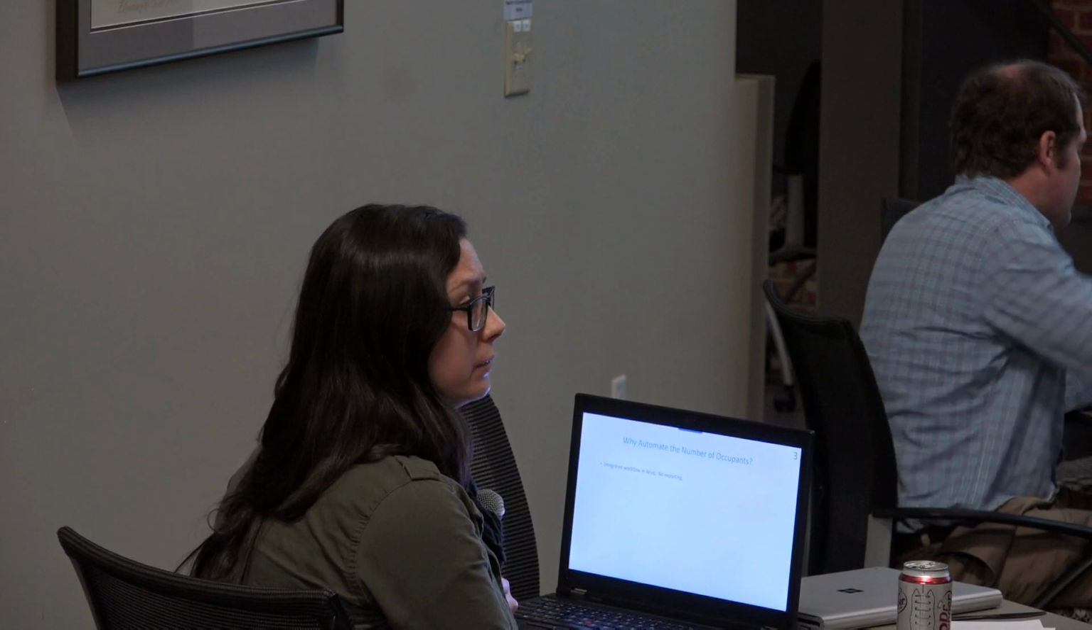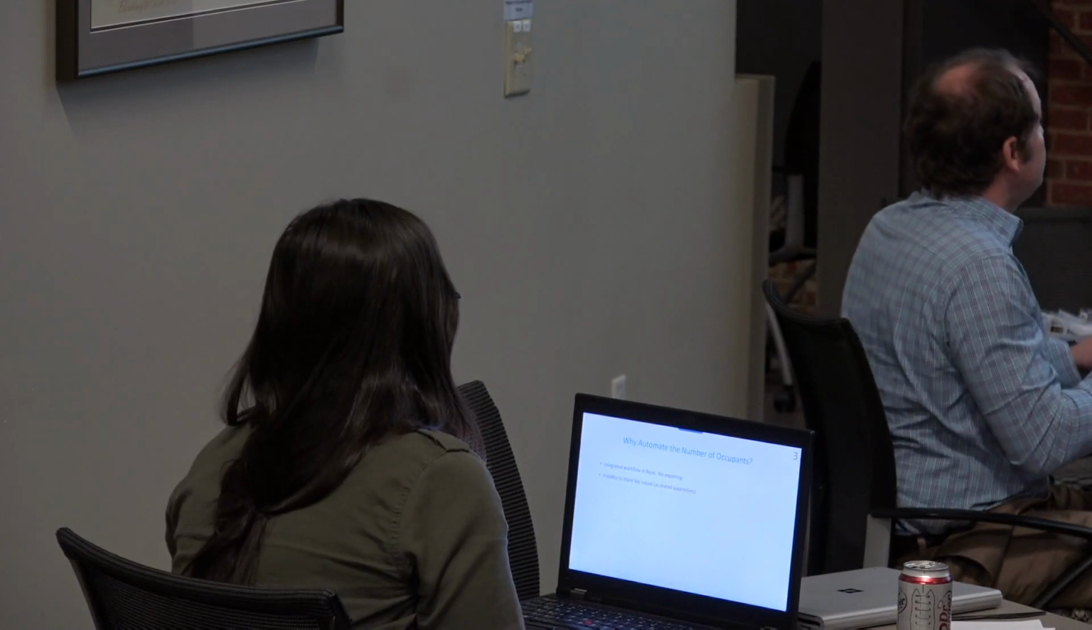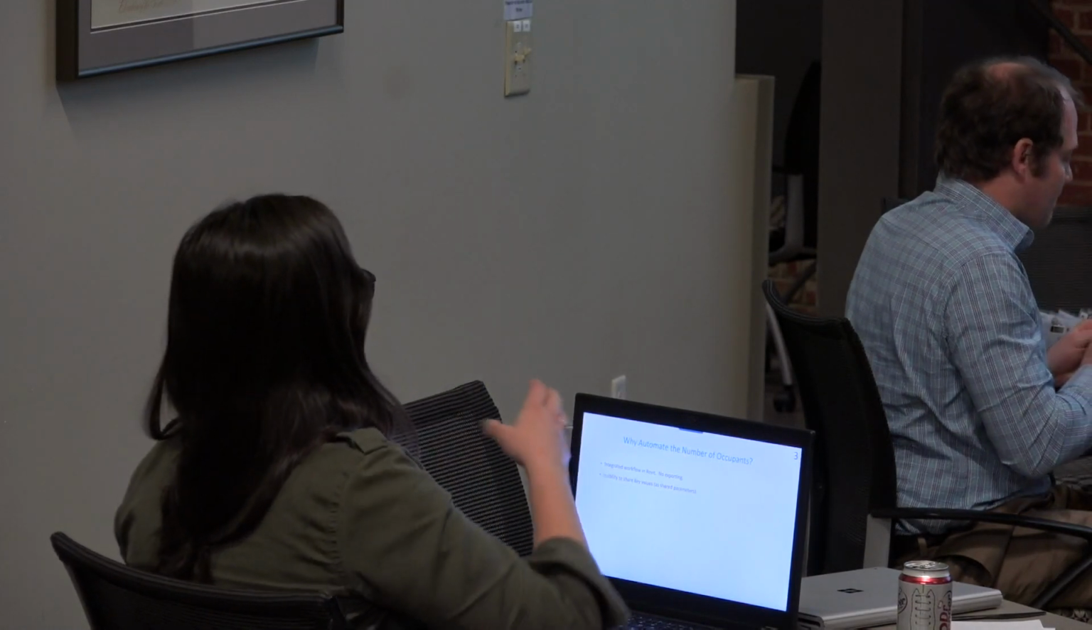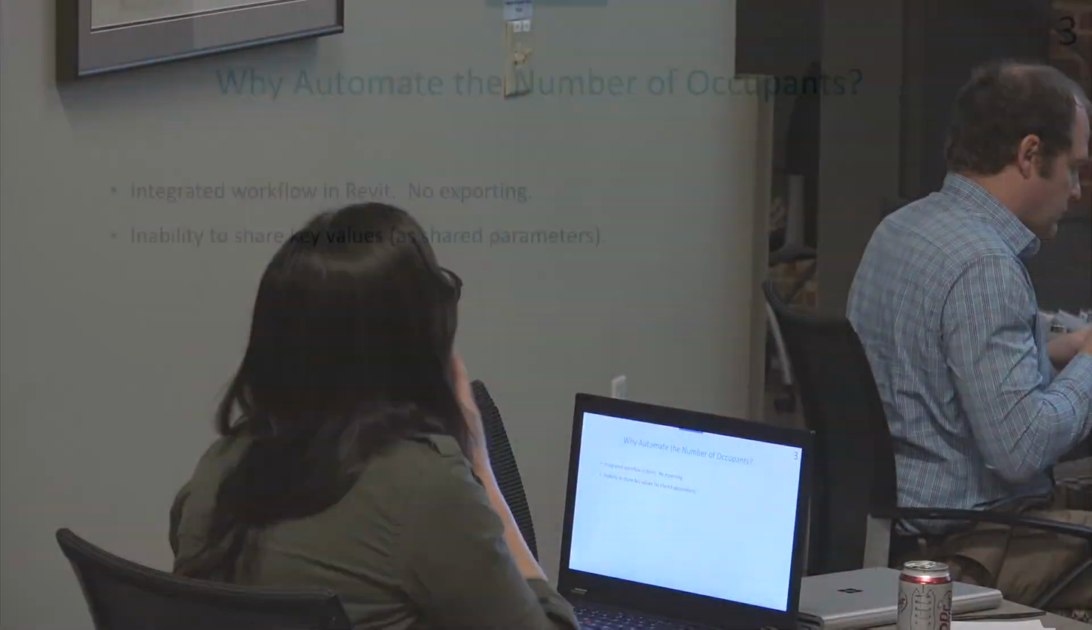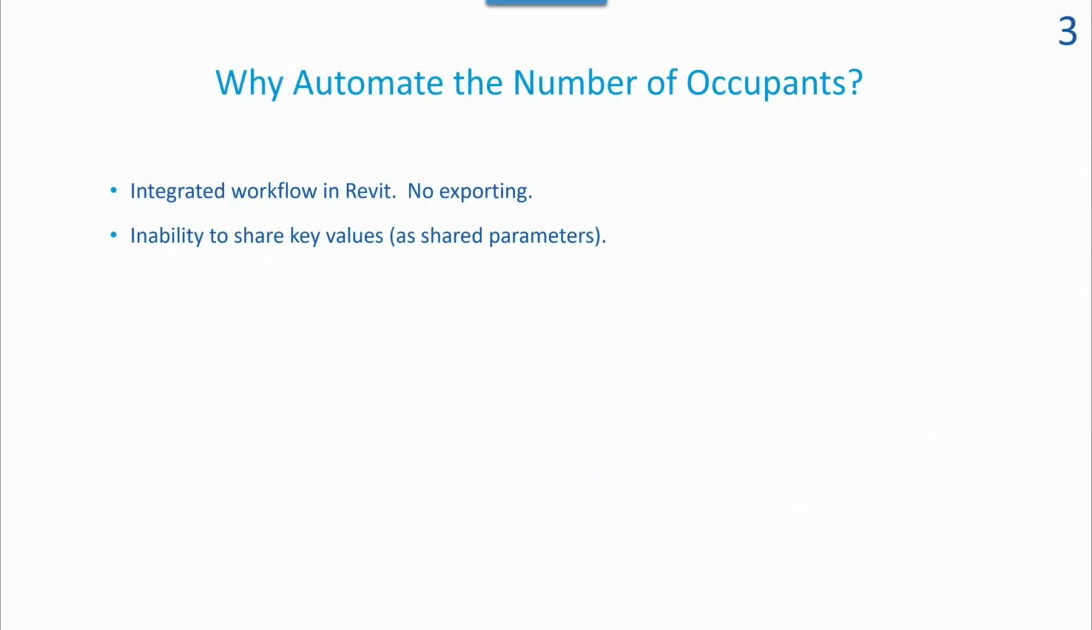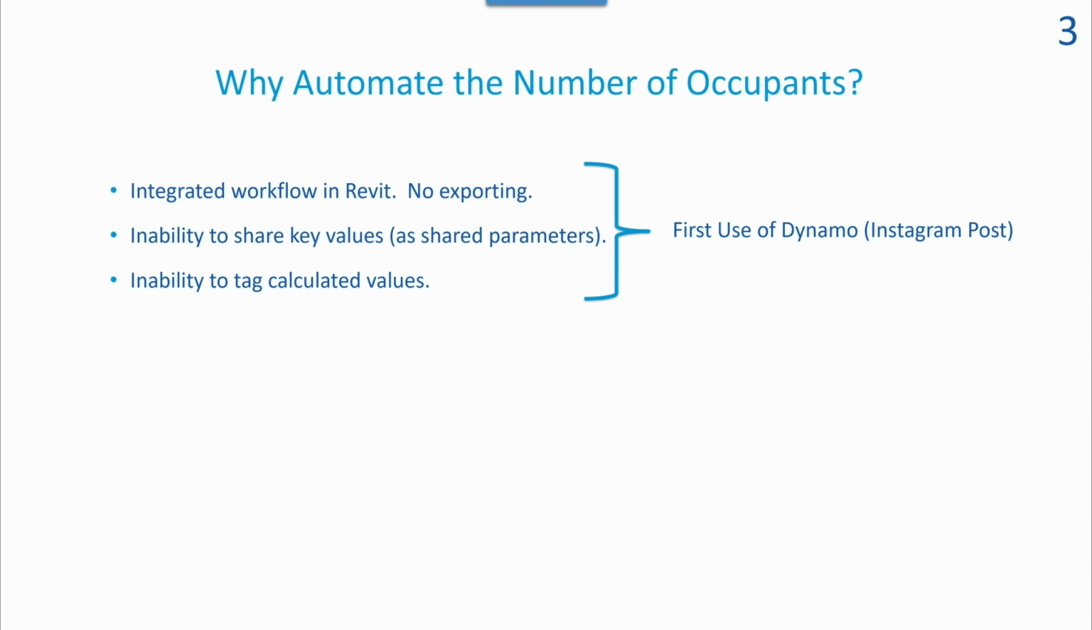I want it all to be in Revit. I want to be able to share key values. Essentially, this is a handicap within Revit, which is why I learned Dynamo. You also cannot tag calculated values. So this is actually, once again, my first Dynamo script, was getting over these hurdles that Revit cannot do. Luckily, in Revit 2017, you're able to calculate values in tags, which is nice. We'll talk about that.